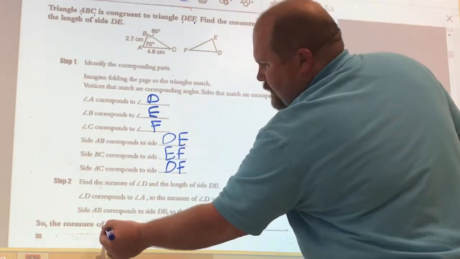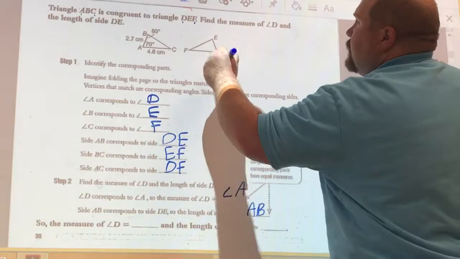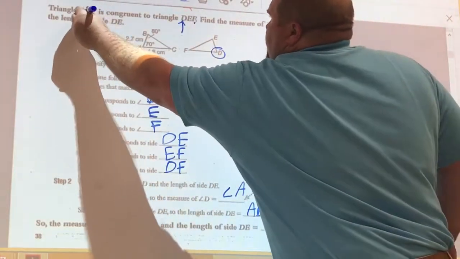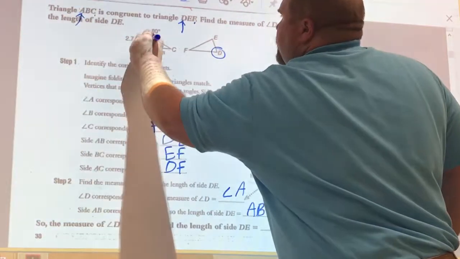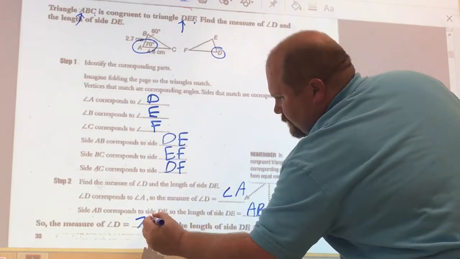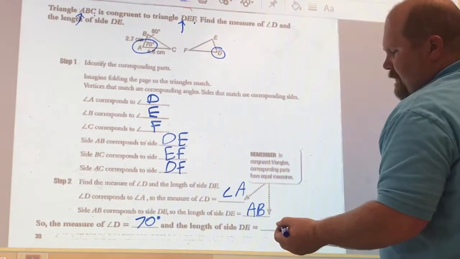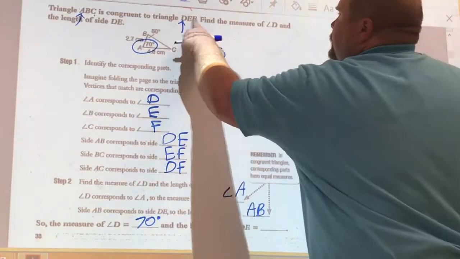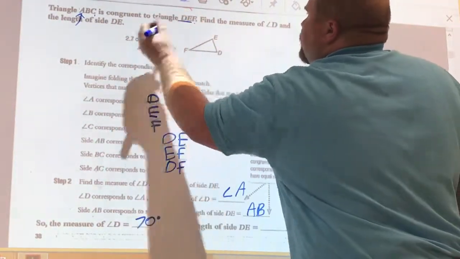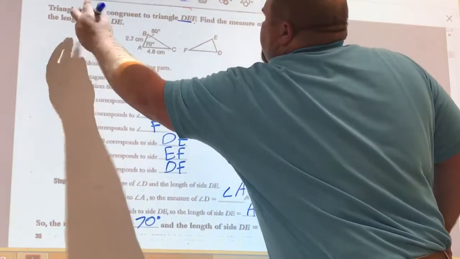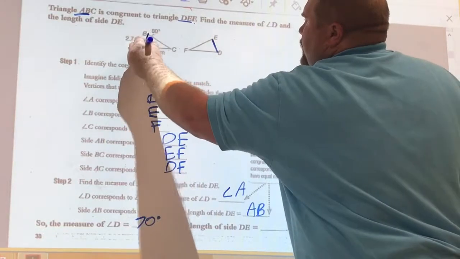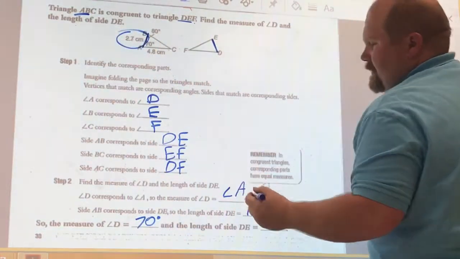Therefore, the measure of angle D, which is here and here, would be the same as the measure of angle A, which we find right there, 70 degrees. And the length of side DE, so we're looking at a side length of DE, would measure the same as AB. So DE is here, AB is here, and the length is 2.7 centimeters.